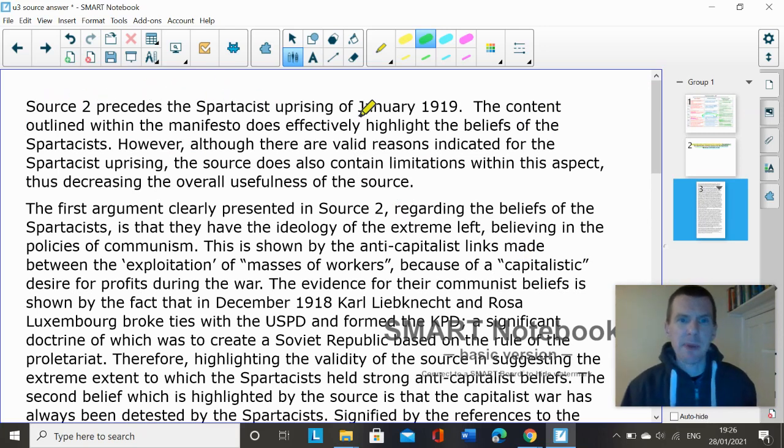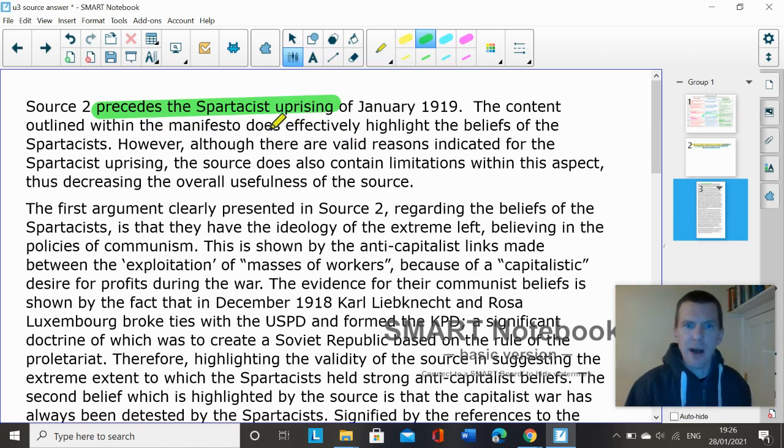So here we go. Source 2 precedes the Spartacist uprising of January 1919. So this is clearly laying out where the provenance is coming from. They've noticed when it was written, and that's a helpful thing to flag up. The content outlined within the manifesto does effectively highlight the beliefs of the Spartacists. So that's issue 1. It does do that. However, although there are valid reasons indicated for the Spartacist uprising, the source does also contain limitations within this aspect, thus decreasing the overall usefulness of the source. Let's highlight that bit there.